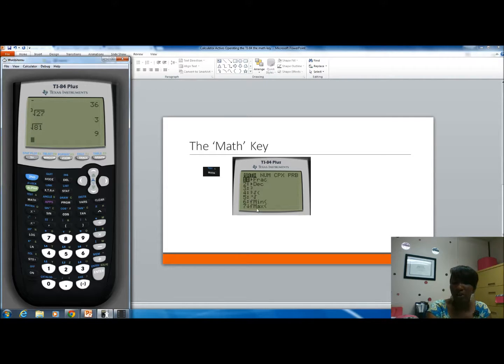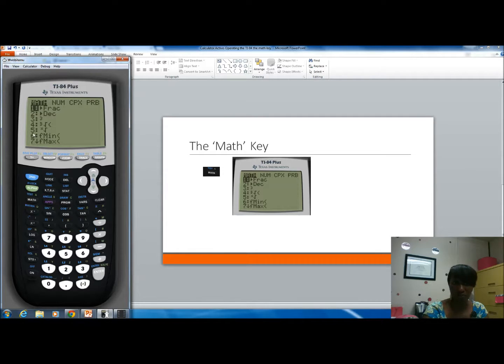So now let's look back over here on this screen. Number 5 has the x root, or we like to say the nth root. So let's say I want to find the 4th root of a number. I first have to indicate what my index is, or what the root is that I'm finding. So I'm going to type a number 4 because I'm finding the 4th root of a number. And now I'm going to go to math. I'm going to hit number 5.